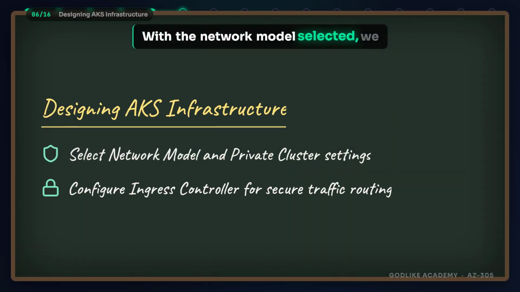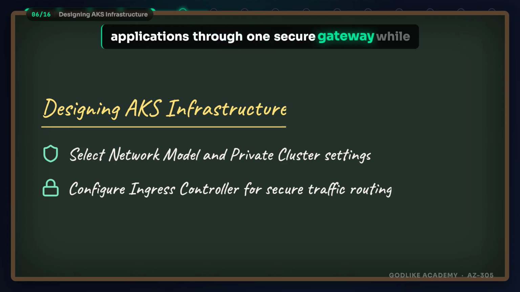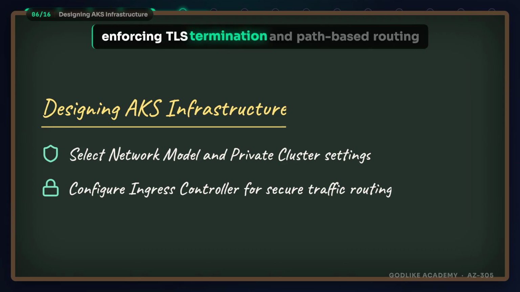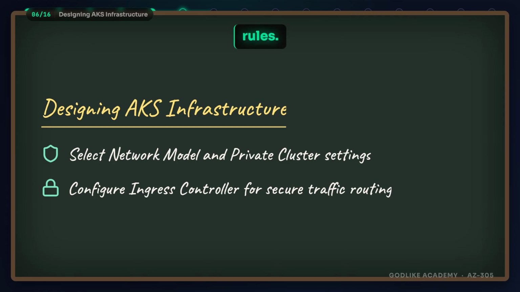With the network model selected, we focus on securing and exposing traffic efficiently. You should avoid using load balancer services for every endpoint to reduce costs and attack surfaces. Instead, use an ingress controller like Nginx or AGIC to manage external access centrally via a single IP. We will configure an ingress resource that routes traffic based on hostnames, allowing you to serve multiple applications through one secure gateway, while enforcing TLS termination and path-based routing rules.